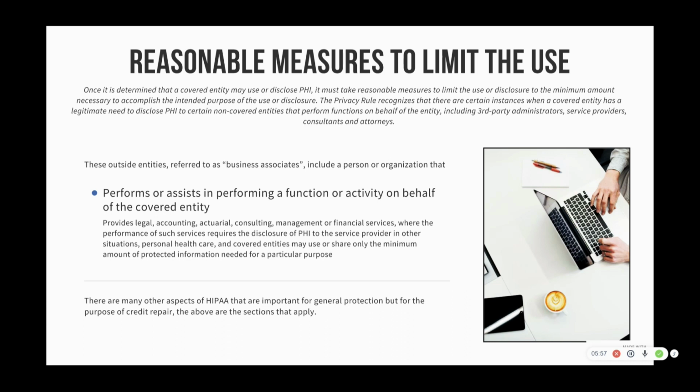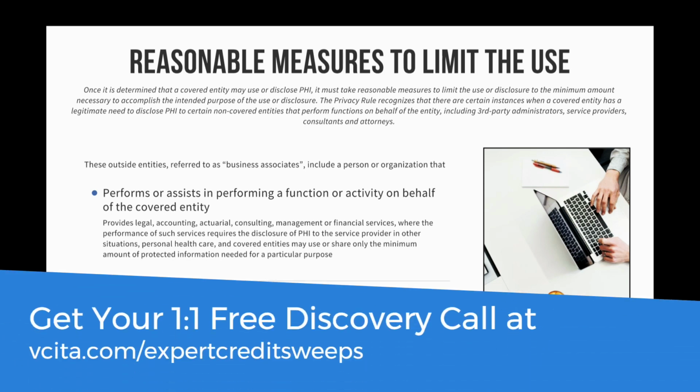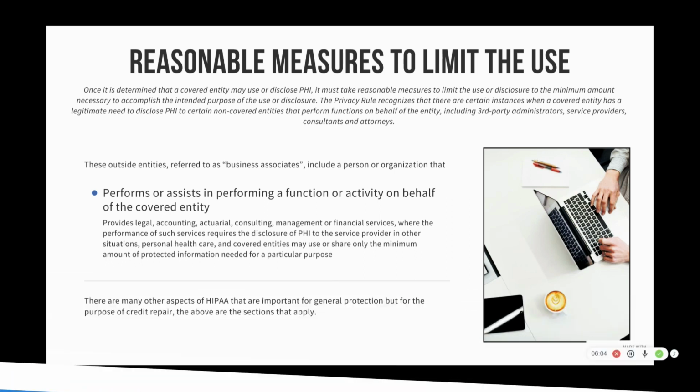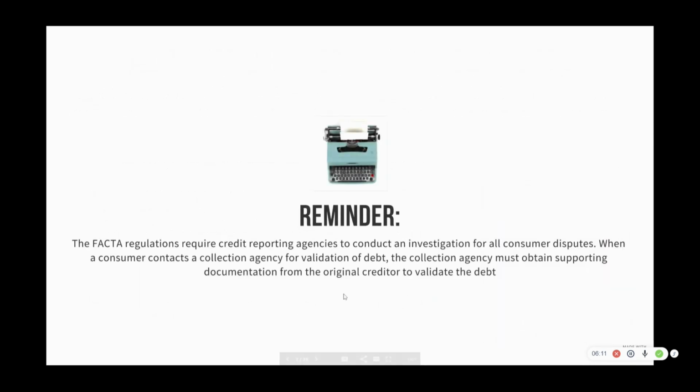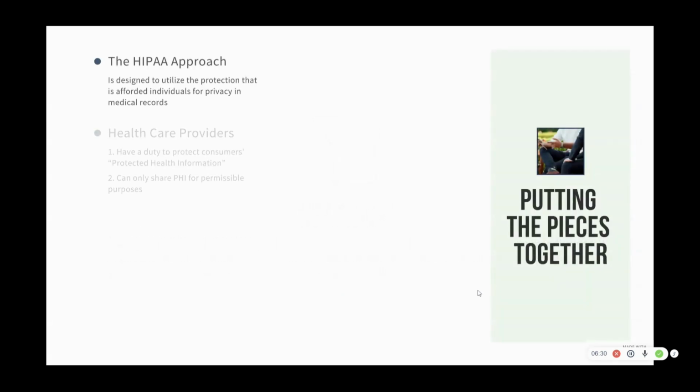Covered entities may use or share only the minimum amount of protected information needed for a particular use. So I guess the credit bureaus are considered business associates in this reference here. So here's a reminder. The FACTA regulations require CRAs, or credit reporting agencies, to conduct an investigation for all consumer disputes. When a consumer contacts a collection agency for debt validation, the collection agency must obtain supporting documentation from the original creditor to validate the debt, right?